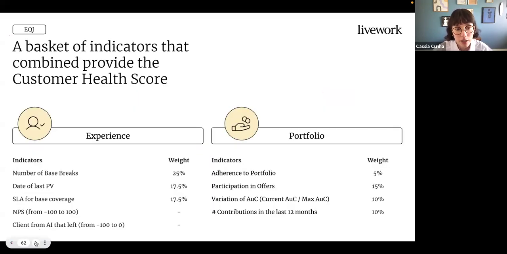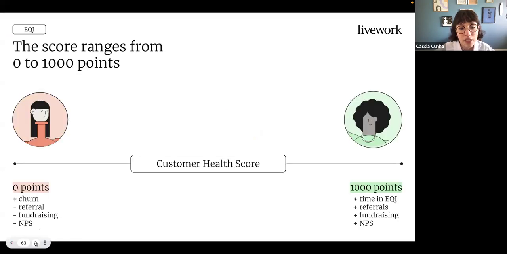As I mentioned before, the health score is a basket with multiple indicators that combine indicators that talk about the experience, but also talk about the portfolio. Because these are the 2 main things that we understood were very relevant for AKE and also for their clients. They have different weights of these indicators. We don't have the time, and I'm not able to tell you about the reasoning about the weight, but maybe Jackson can talk about it later. And if you can move forward.